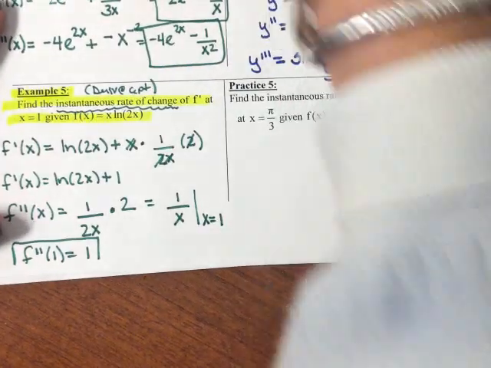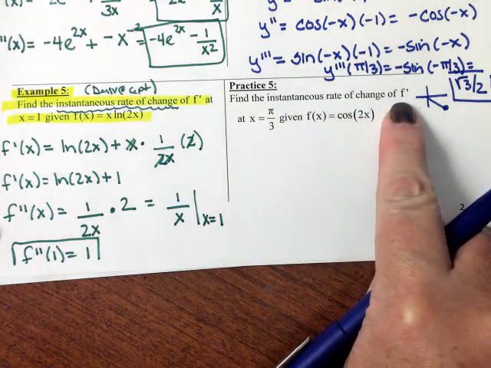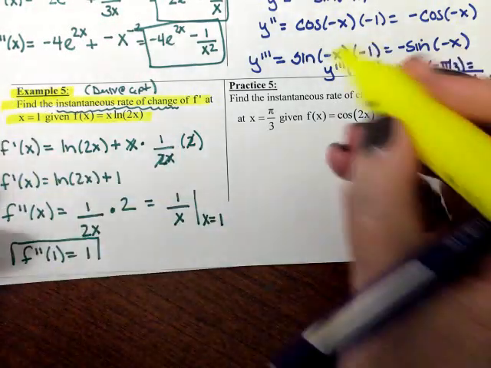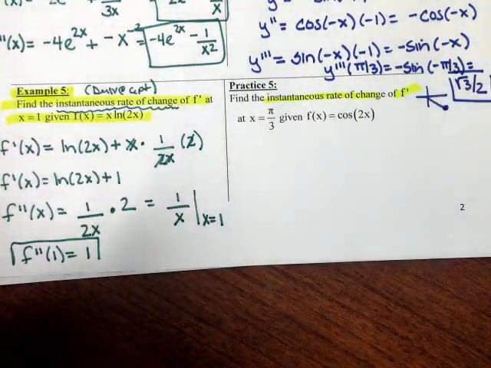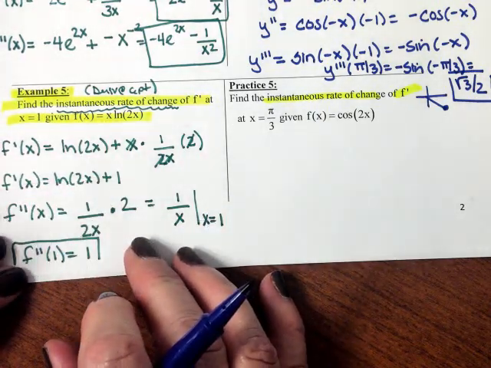So practice 5, we did example 5 in class. Let's take a look at practice 5. Find the instantaneous rate of change of f prime. So now remember, this is another way of them asking you: you're taking the derivative of the first derivative. So the instantaneous rate of change of f prime, I need to take the derivative of the derivative.